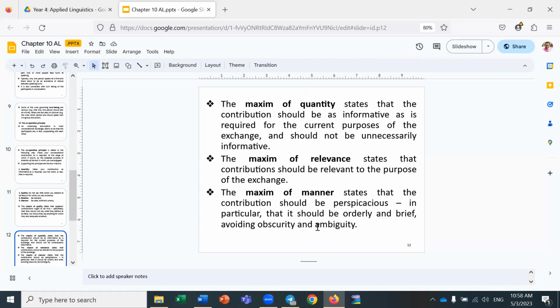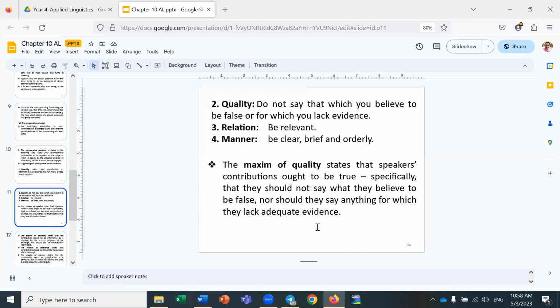Okay, so as I mentioned already, if you want to be a great speaker, a great writer, don't forget to apply these four maxims. Again, I just want to repeat this. The maxim of quality: this is the quality of the information presented in your speech, the quality of the ideas presented in your writing.